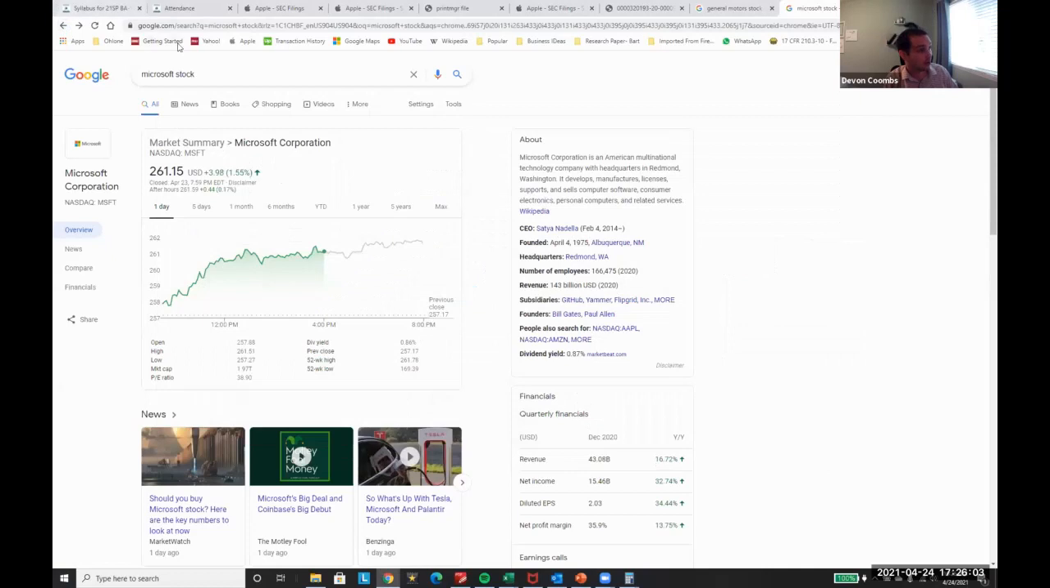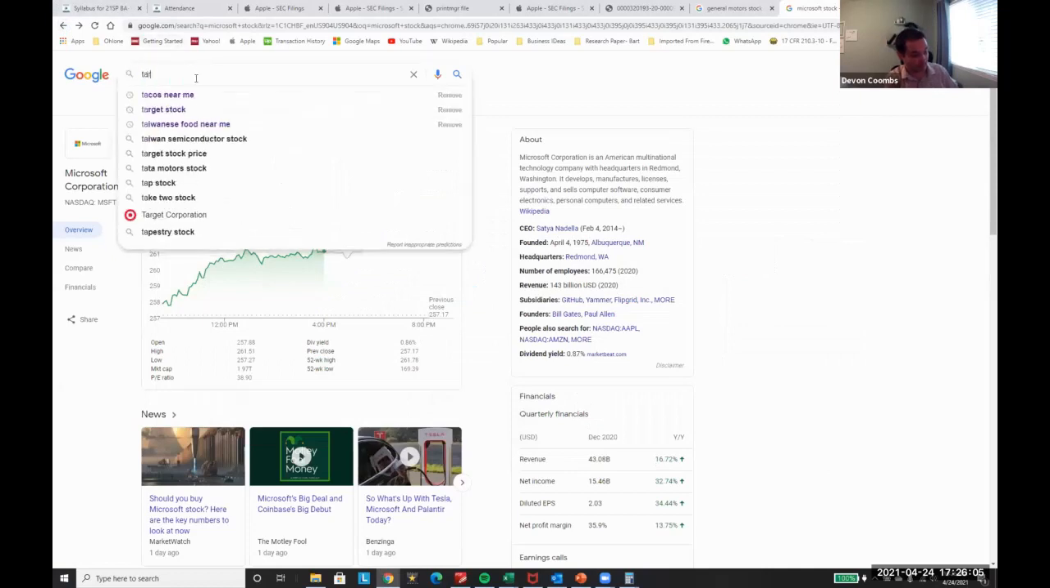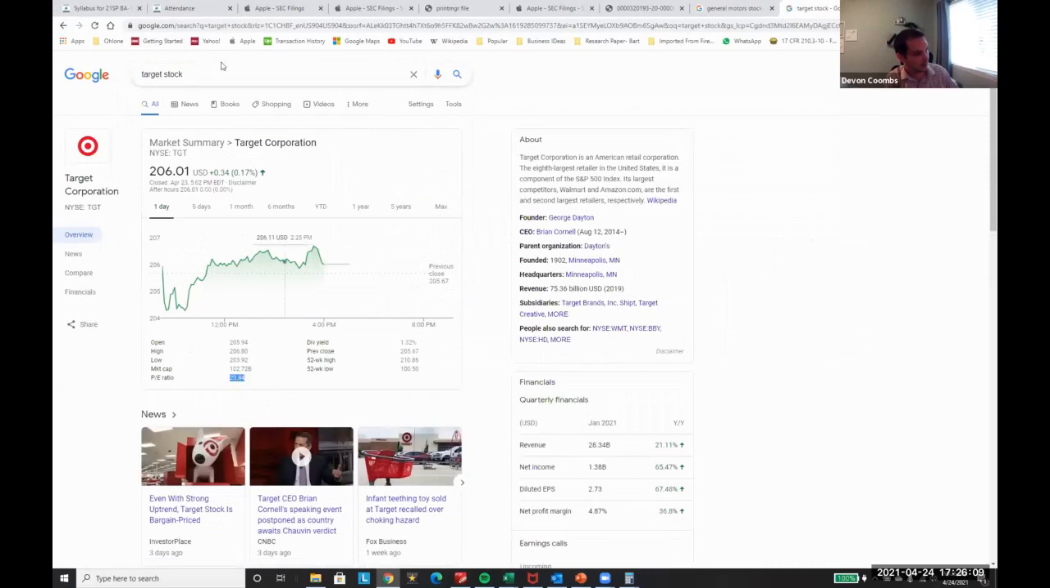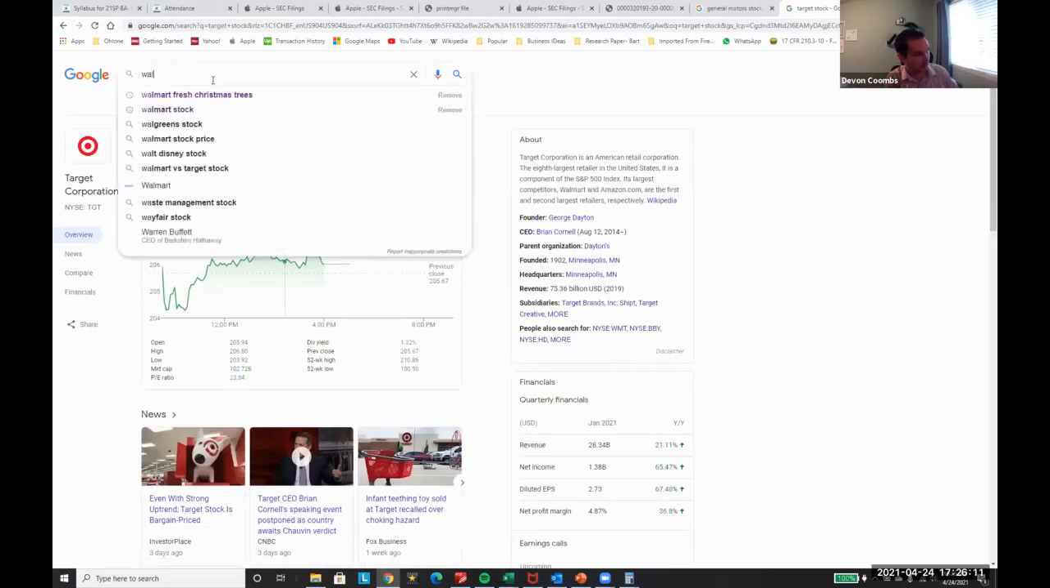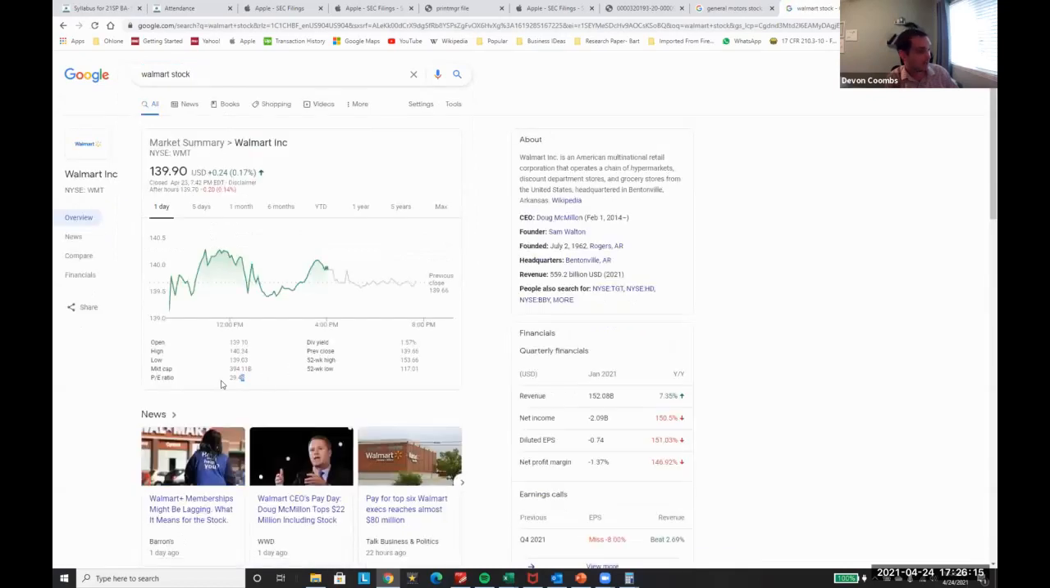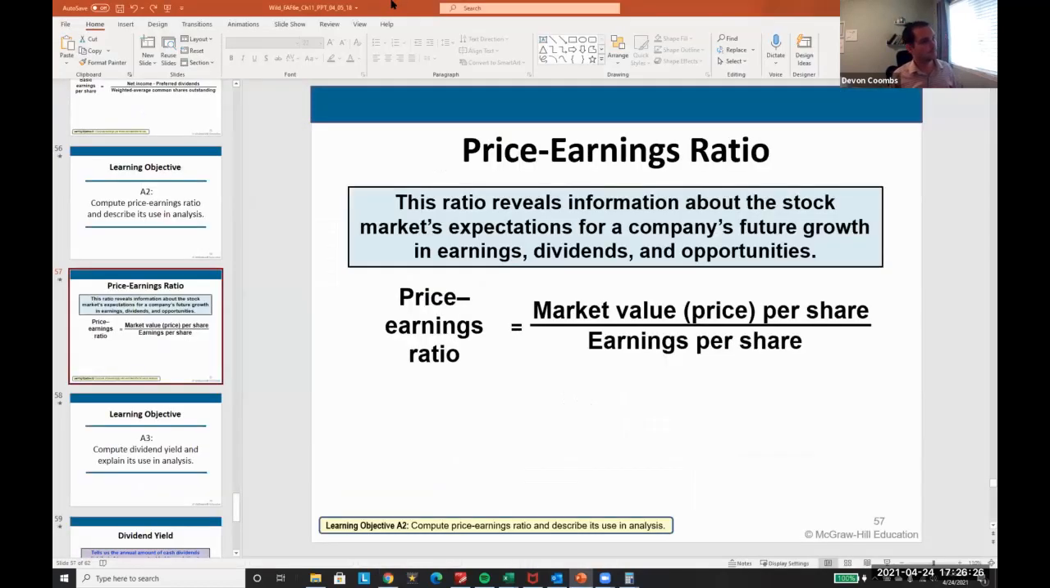You can do the same with Target versus Walmart if you want to say they're competitors. Target's traded at $23 a share. Walmart stock traded at almost $30 a share. So if you said Target has the same prospects as Walmart, then you would want to go buy Target. It's on sale, right? It's cheaper. That's what the price earnings ratio is.